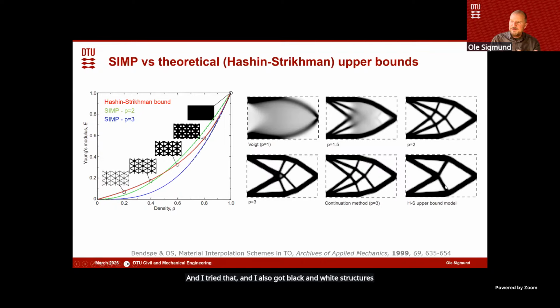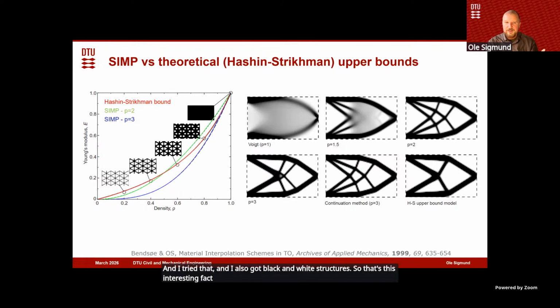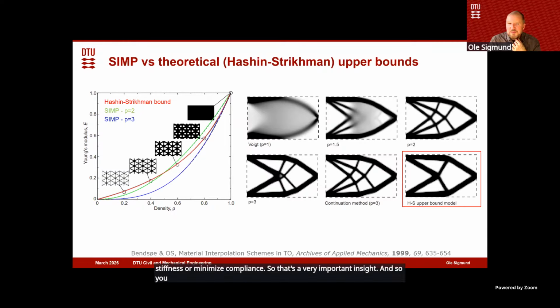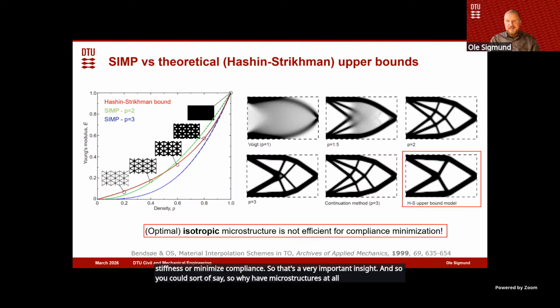So that's this interesting fact that people are overlooking, I think, that even an optimal isotropic microstructure is not good if your goal is to optimize stiffness or minimize compliance. So that's a very important insight. And so you could sort of say, so why have microstructures at all? And so the conclusion here is that optimal isotropic microstructure is not efficient for compliance minimization.